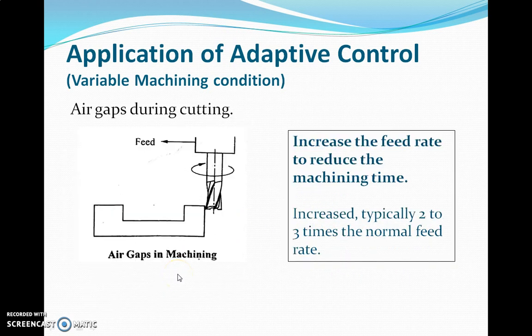Next point is air gaps during cutting. As you can see in this figure, there is a workpiece, there is a C channel over here. From this part to this part, of course we are going to get more forces coming over the spindle and the cutting tool, so the feed rates are in a controlled condition. As and when it comes to this point, there is an air gap here. So the machine should understand that here no material is present, so the cutting should take place at higher rates so as to reduce the machining time. The feed rate can increase 2 to 3 times the normal feed rate. So such a thing is also applicable while adaptive control is under consideration.